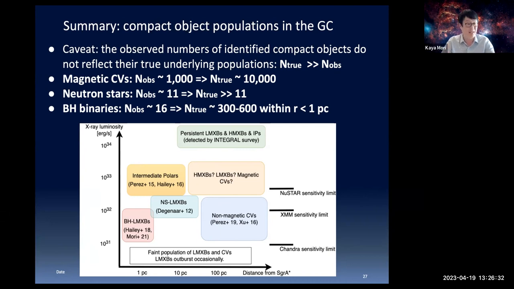I have to stop here, I guess. And then you can see on the bottom, so I plotted what we know about these compact objects and populations, different types, as a function of distance from the star and X-ray luminosities. And I will stop here and take some questions. Thank you.